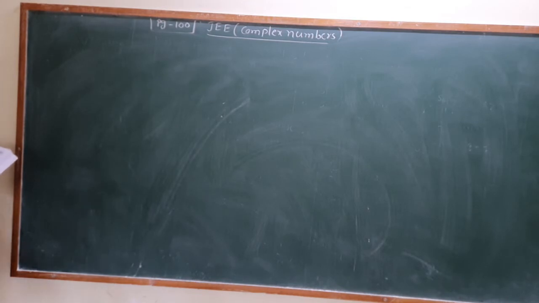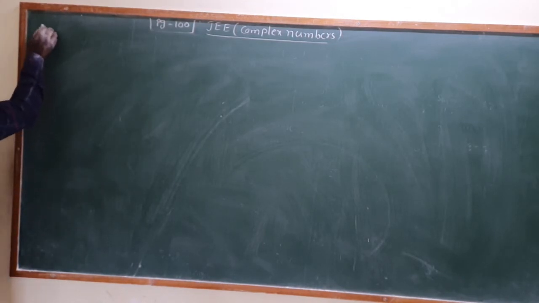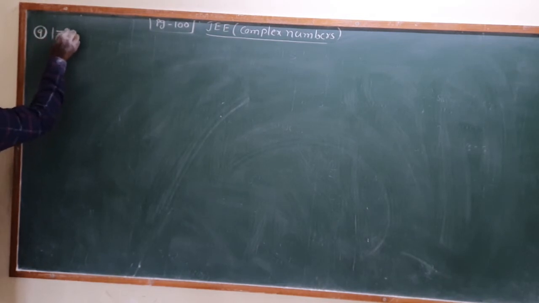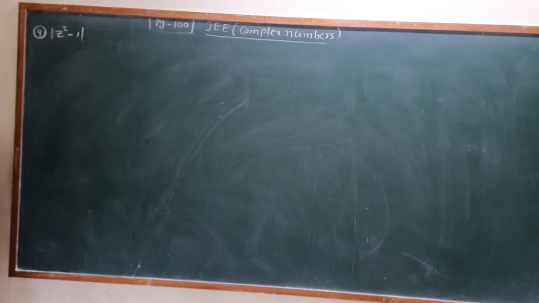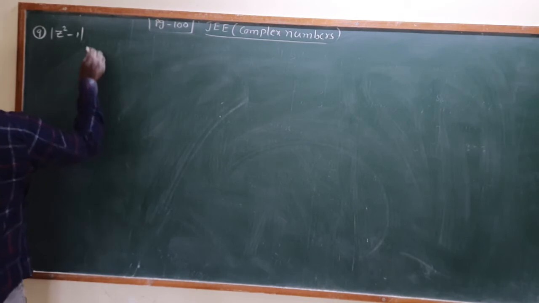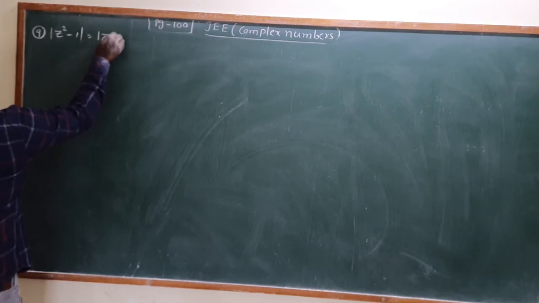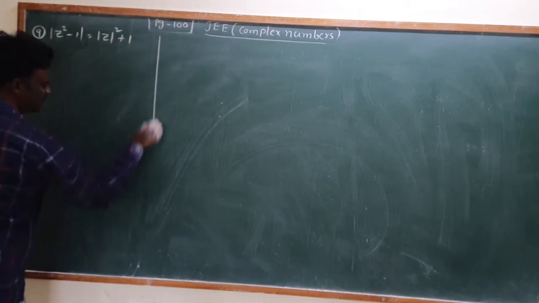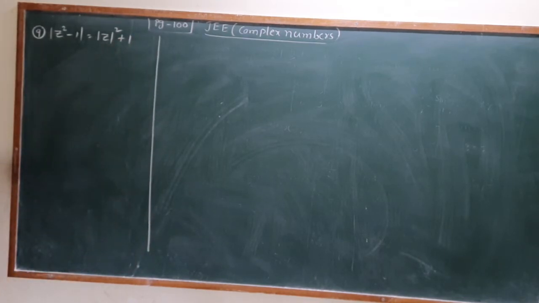Next, 9th question. Modulus of z square minus 1 equals mod z square plus 1. That is a condition. Here z is x plus iy.